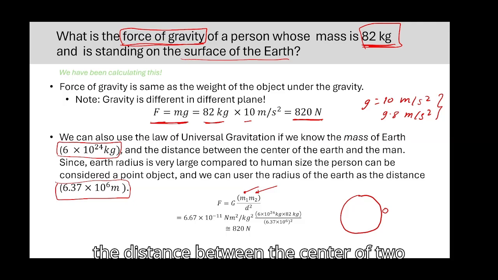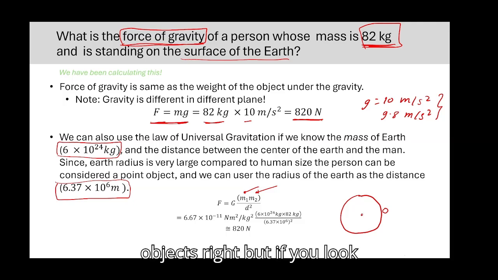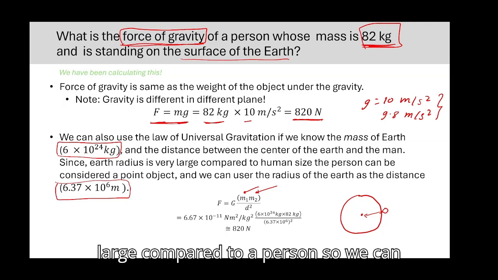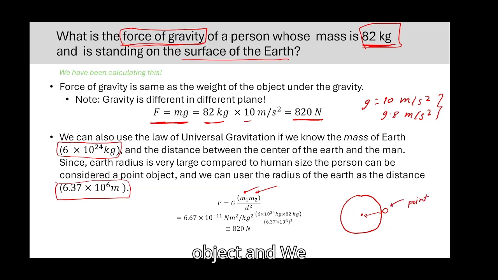the distance between the centers of two objects, right? But if you look here, the size of the Earth is very large compared to a person, so we can just consider this person as a point object, and we can just use the radius of the Earth as our distance between two objects, since the size of the object compared to Earth's radius is negligible.